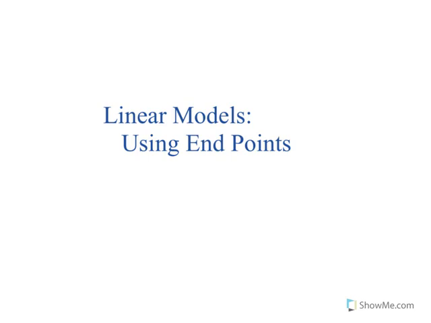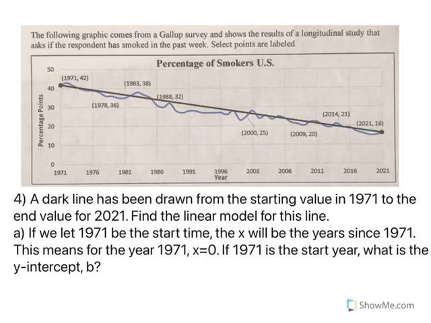Here we're going to talk about linear models using endpoints. Just to be clear what that means, if we look at this graph here, using endpoints means we're going to use the starting point for 1971 and the end in 2021. Those are the 2 points that we're using to create this trend line. A dark line has been drawn from the starting value in 1971 to the end value of 2021. Find the linear model for this line.